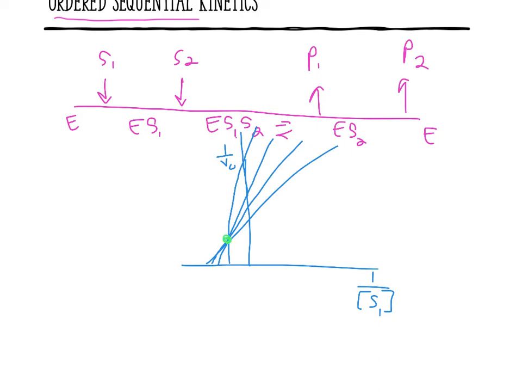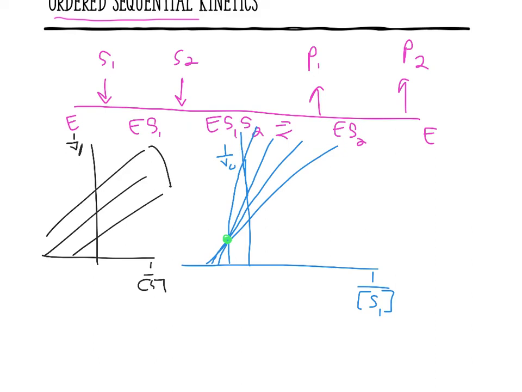All the lines cross. The defining feature of this graph is all the lines cross in the negative x, positive y plane. So again, if you remember ordered sequential, ping pong, none of the lines crossed at all.